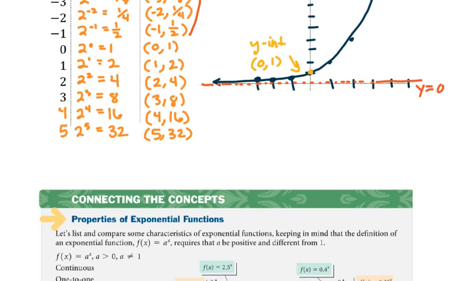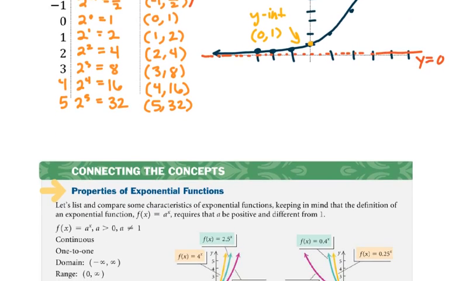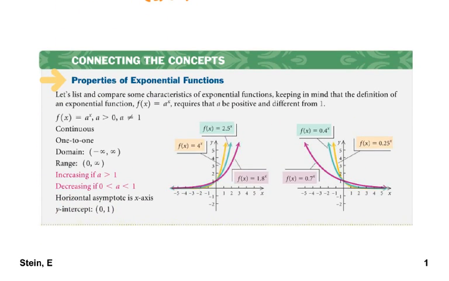So looking at what we have here, these are some properties of exponential functions. So what we're going to notice is that they are considered a continuous function, which is an important concept for when we get to calculus. They are one-to-one, and we talked about one-to-one in the last section. That means the inverse is also a function.